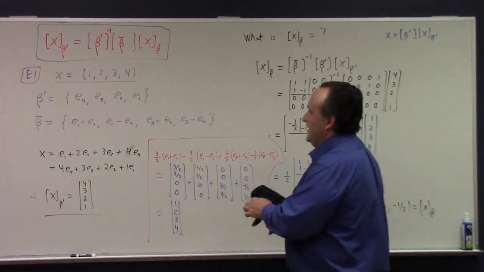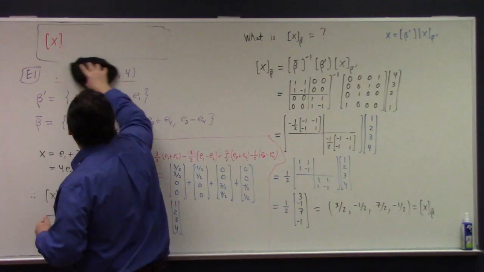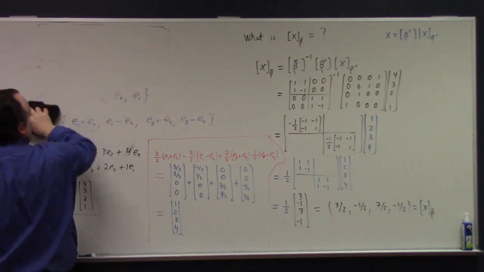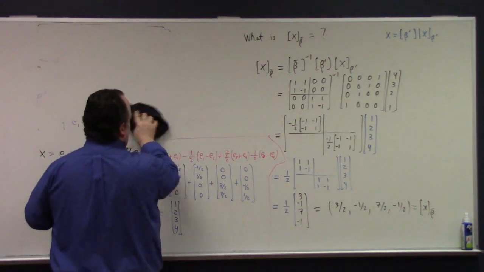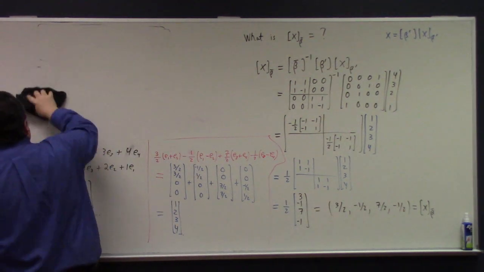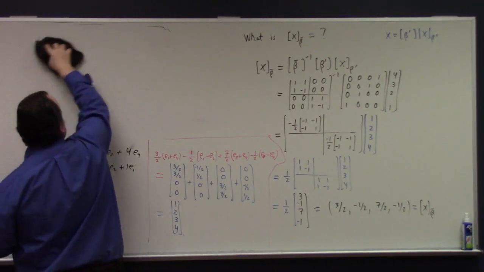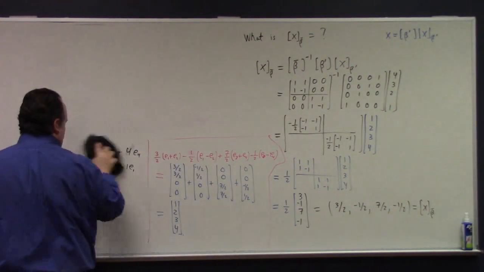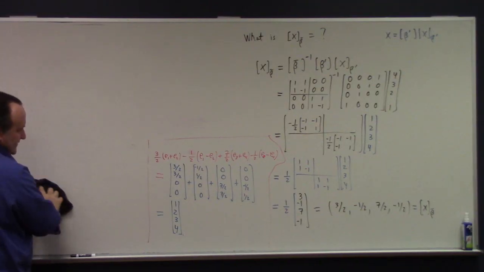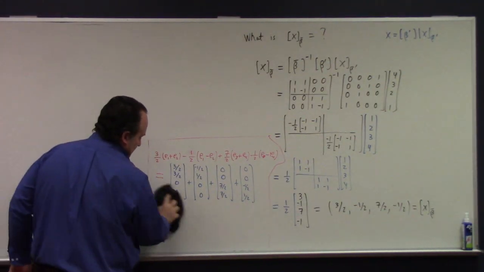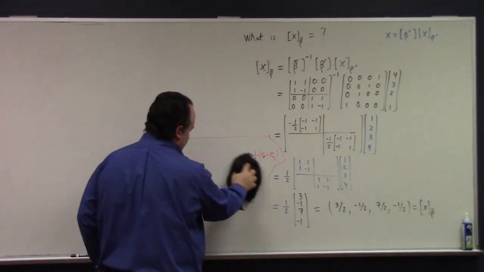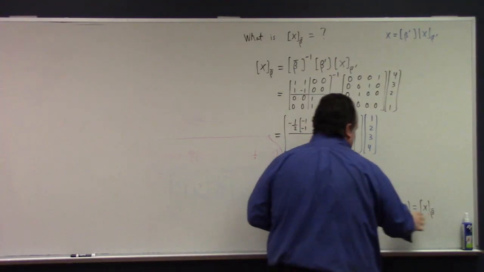All right, so suppose we have, oopsie doopsies, that purple marker wants to stain the board. Let's see here. Suppose we have two different bases, and I'll keep using the same notation, for a given abstract vector space. Everything here is finite dimensional.